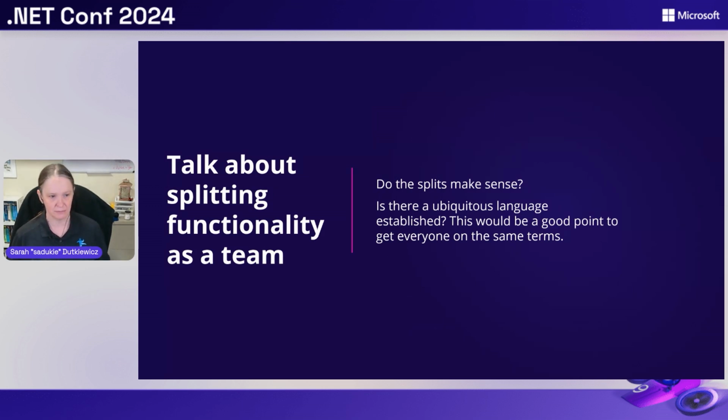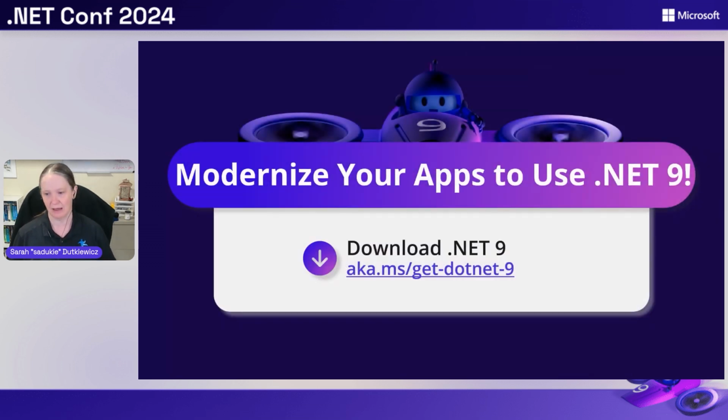Now, when it comes to splitting the functionality, you just need to make sure, do the splits make sense? And are they using the same terms with the ubiquitous language? Are we saying the same thing? Now, event storming, again, I recommend it for modernizing because it has those conversations that you really need to know.